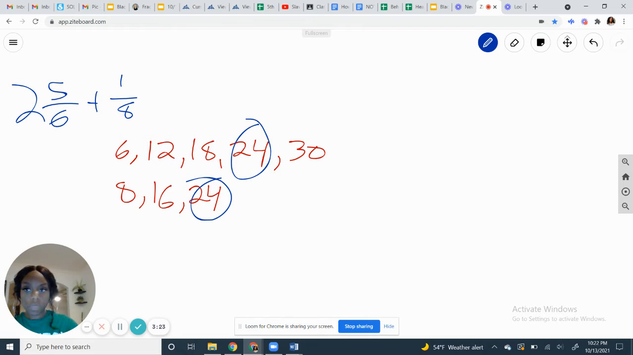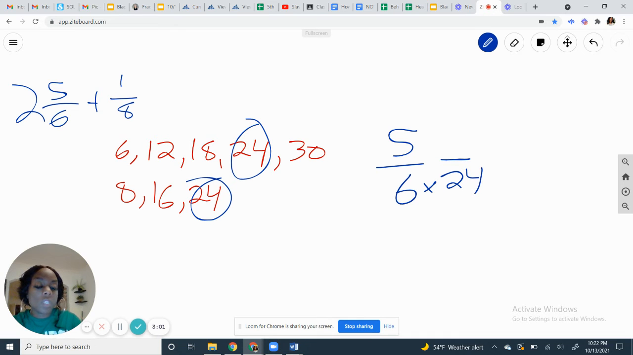Now, how do we rewrite it? I normally just leave the whole number over here because we're not going to move it. It's not going to change. It's still going to be 2. So let's only focus on this, right? So now, 6 times what is 24? That's going to be 4, okay? Oh, hold on, let me make this very, very clear. 6 times 4. And that means what we do to the bottom, we have to do to the top.